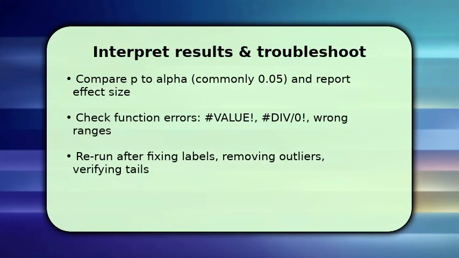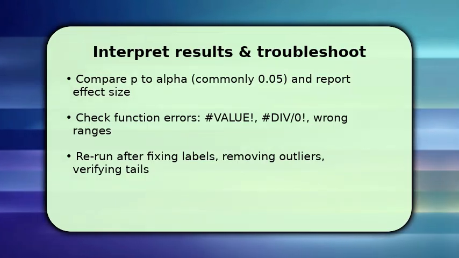Finish by interpreting the p-value. If p < 0.05, you reject the null at alpha 0.05, otherwise you fail to reject. Also report direction and effect size when relevant.